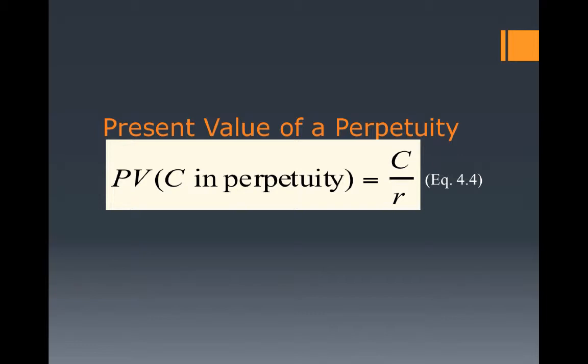How do we value a perpetuity? The present value of the cash flow in perpetuity is that cash flow that is constant divided by the interest rate. Valuing perpetuities is easy, and we like valuing them because they are so easy. So you just take the cash flow and divide by the interest rate, the discount rate, the cost of capital, which are all the same thing. It is the interest rate that we are discounting those cash flows by.